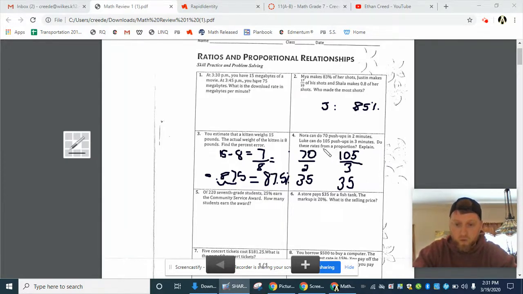Do these rates form a proportion? Well, they are equivalent, so yes, they would form a proportion, because they are constant and the unit rate is the same, which means that they are proportional.